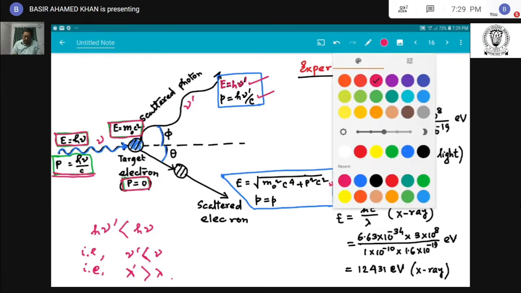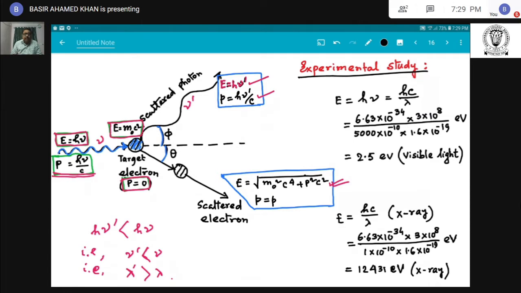Here this is the scattered electron. This is the direction of the scattered electron. Now, in the Compton effect, generally the incident photon used is an X-ray photon. I calculate here the energy of the X-ray photon. This is E equal to hc by lambda.